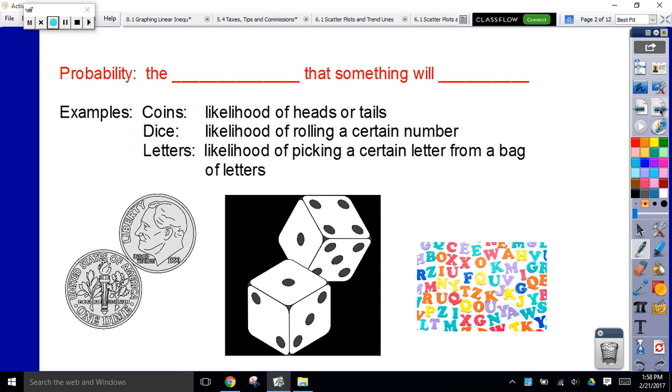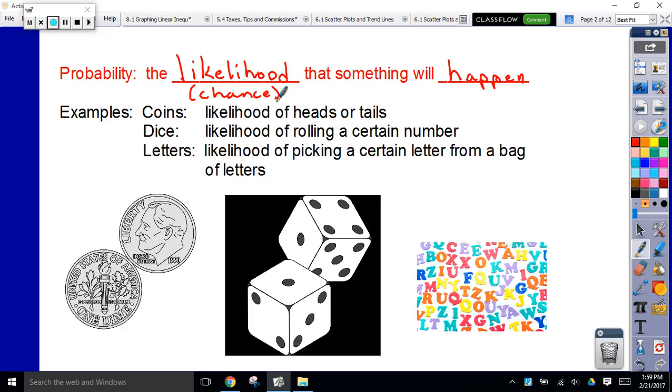Okay, probability is defined as the likelihood that something will happen. Let's try that again. I'm going to switch to a new color too, because that looked weird. So probability is just like the chance. Likelihood, another word for that would be chance. The chance that something will happen.